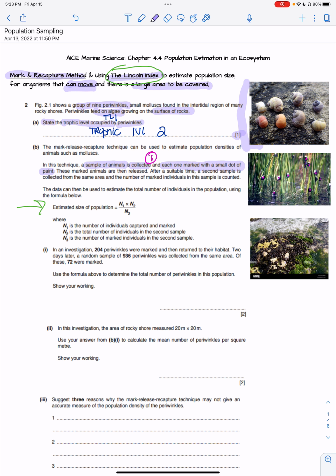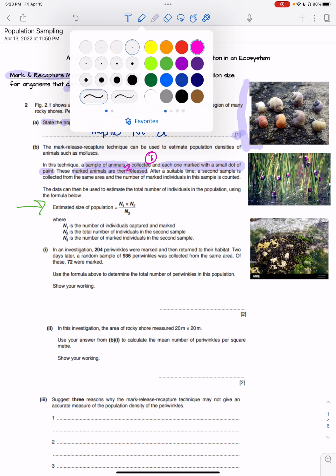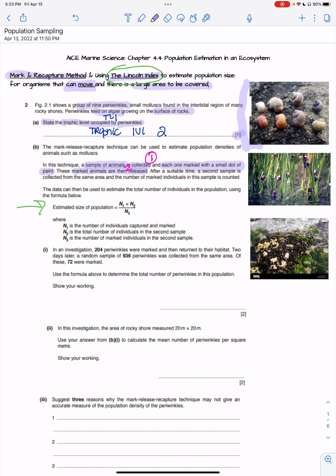Okay, these animals then, you collect the sample, then you're gonna put some kind of mark on them. All right, the marked animals are then released back in their habitat. That's gonna be your second step. After a suitable time, and that's whatever you're waiting for, a second sample is then collected, and you're going to count how many are total in that second sample. And then you're going to separately assess within that second sample how many have the mark on it from the original sample. And then those are going to be counted.